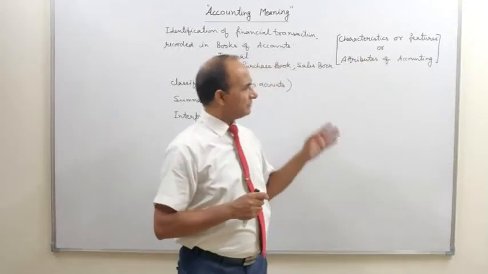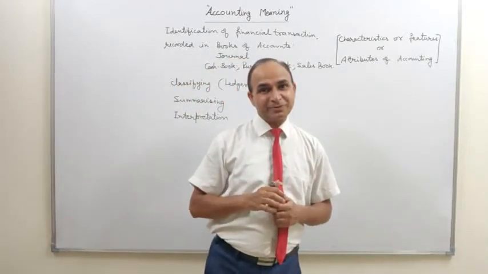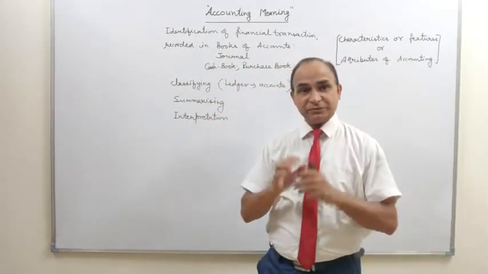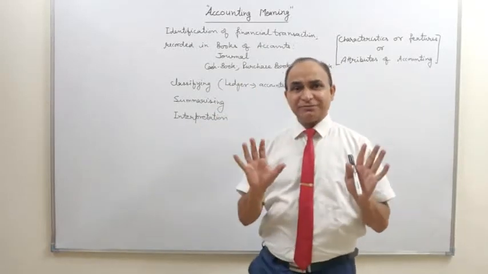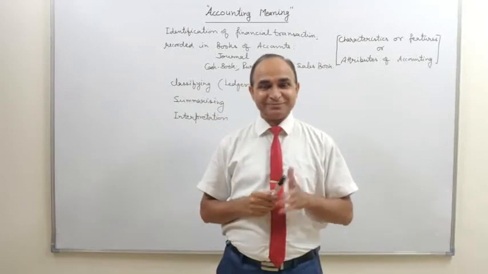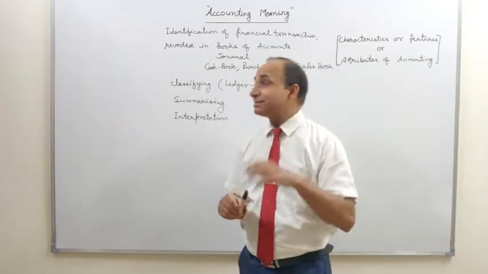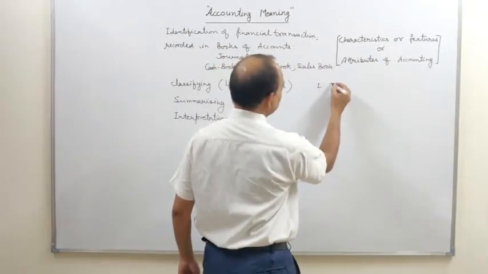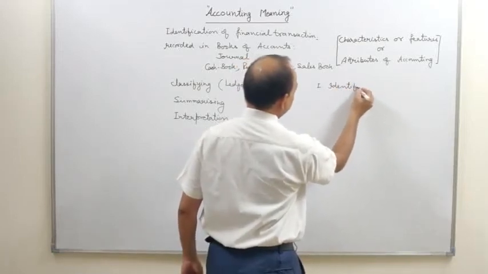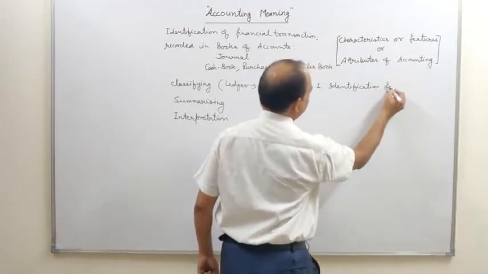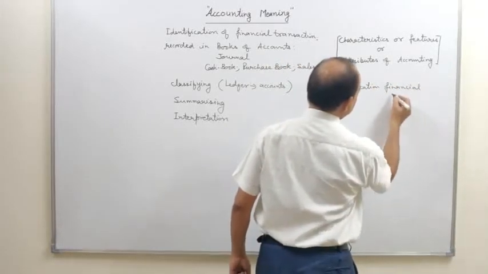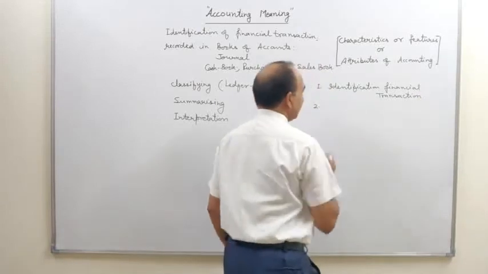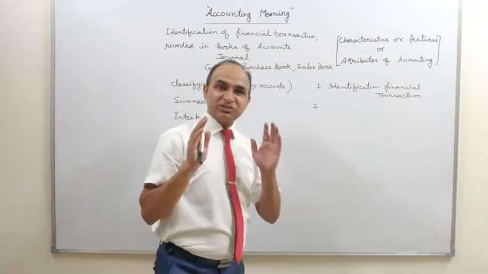Now, what are the characteristics, features, or attributes of accounting? Students, remember one thing: well defined is half done. If the meaning and definition is clear to you, out of this you can yourself write up the characteristics, like I am going to do, and please try to follow and understand this. The first point is identification of financial transactions. This is the first feature of accounting, that with the help of accounting, you can easily identify the financial transactions.